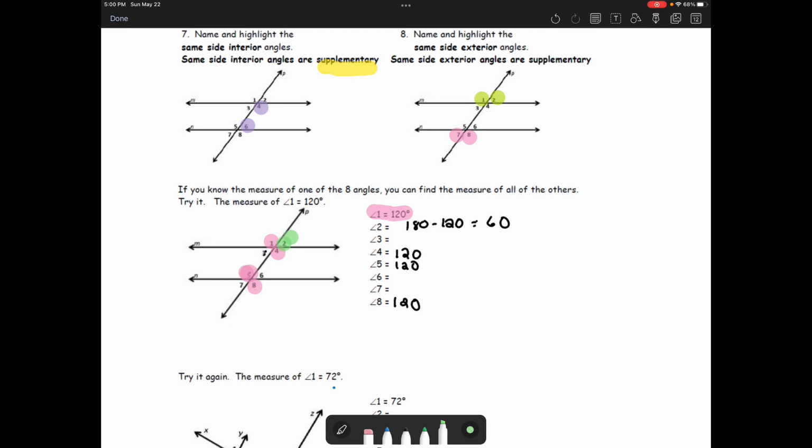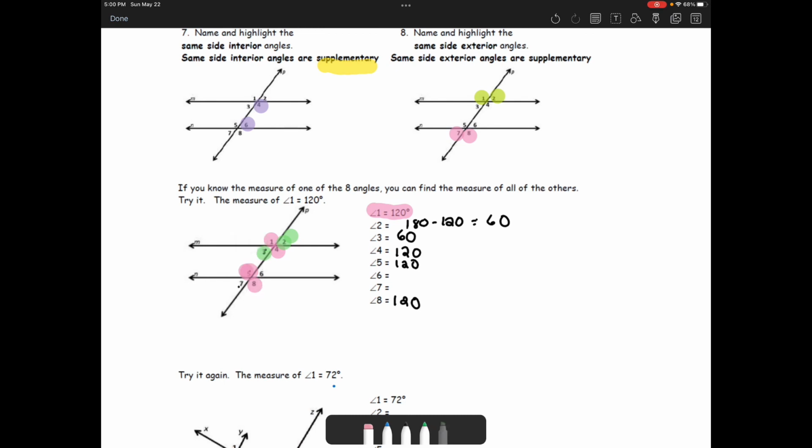So if angle 2 is 60, then what other angle has to be 60? Angle 3, because it's vertical. So then angle 3 is 60 as well. Now what's the corresponding angle to angle 3? 7 is a corresponding angle. So 7, there we go. 7 then has to be 60. And what's the vertical angle to 7? It is 6. So that makes 6 60 as well.